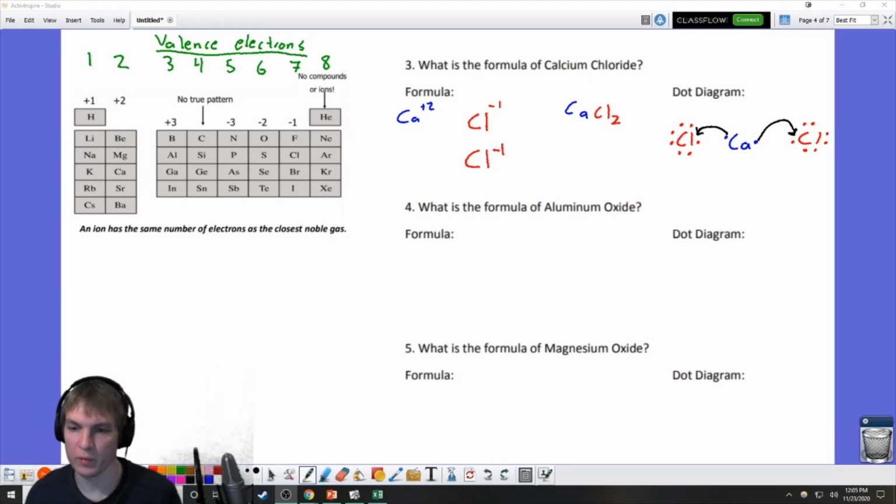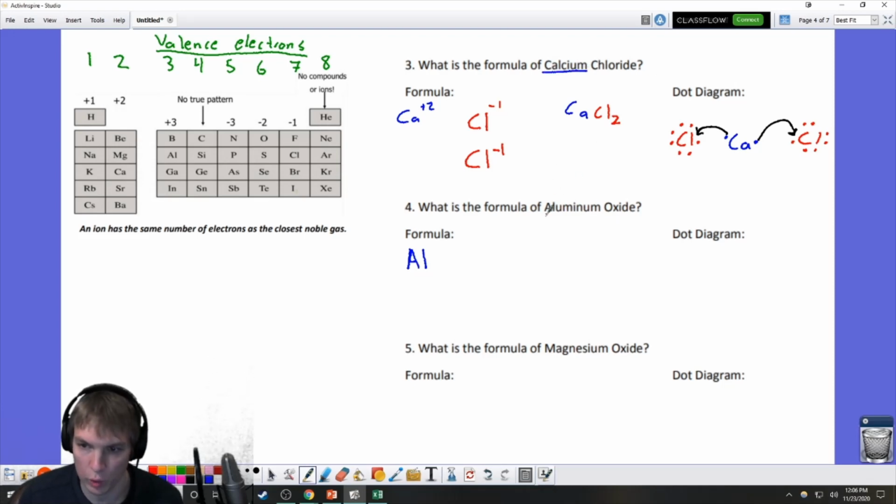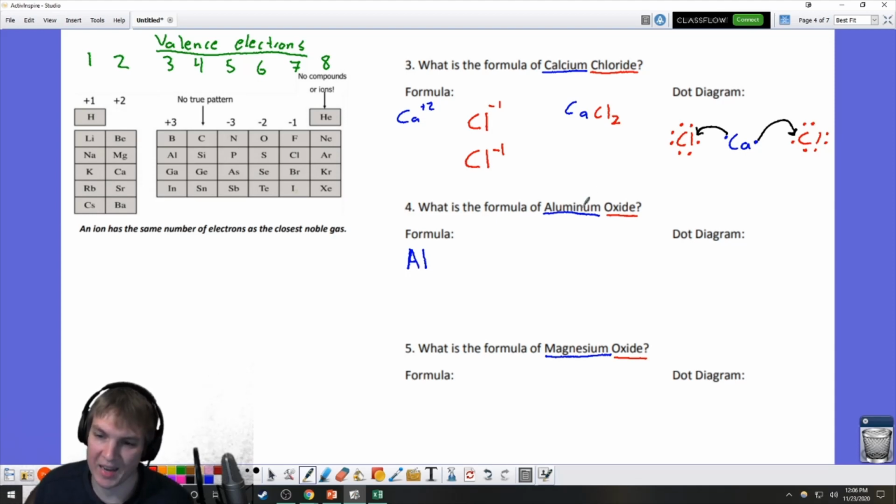All right, so number 4 says, what is the formula for aluminum oxide? Just like I did with the last problem, I'm going to first write out the elements that I have. The positive one is always going to be first. So calcium is the positive one in the last problem. Aluminum is the positive one here. And for the next one, magnesium is going to be the positive one. The negative one is going to be chlorine in the first one, oxide in this one, and then oxide again for this one. Where does oxide come from? Well, oxide comes from the element oxygen. So I'm going to put that in red right there.